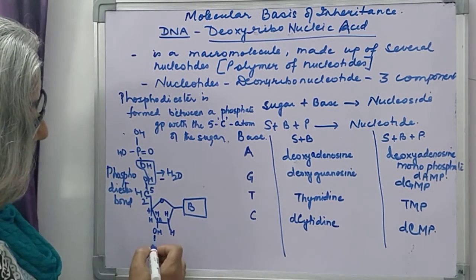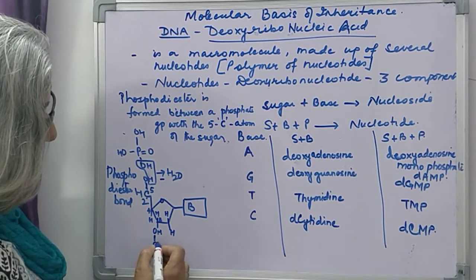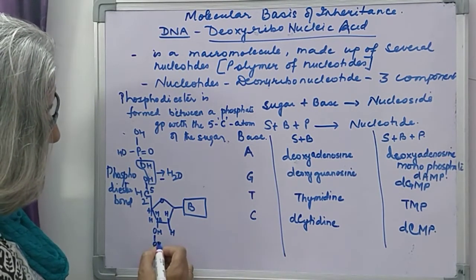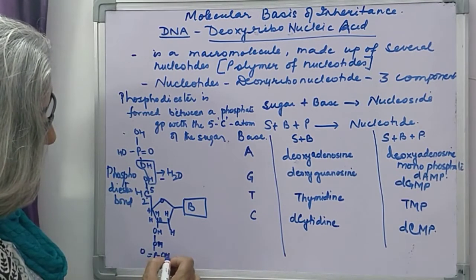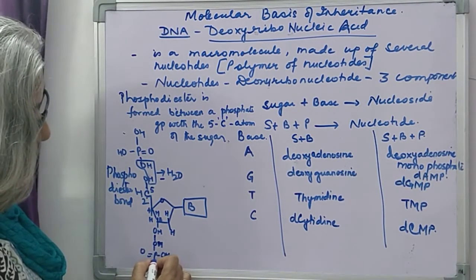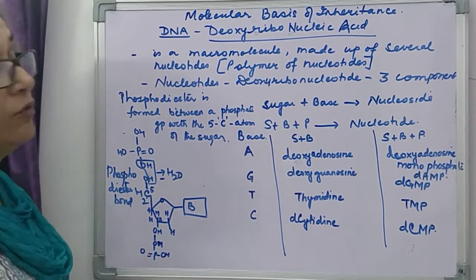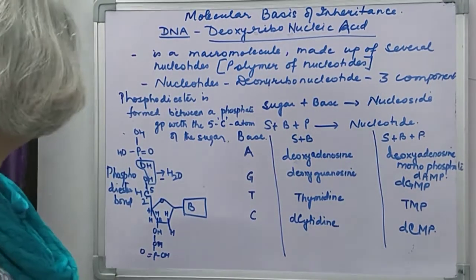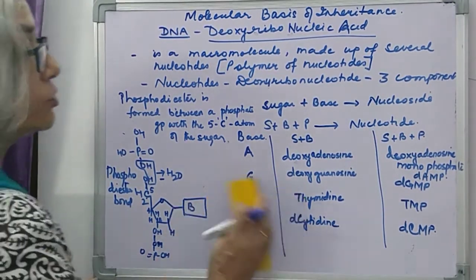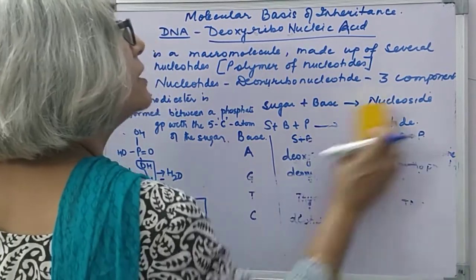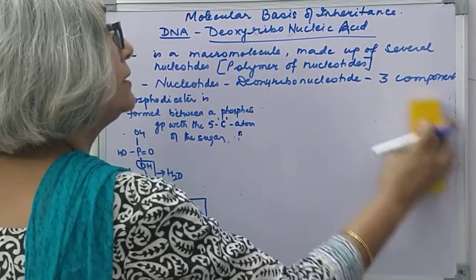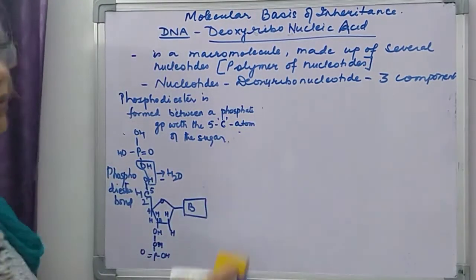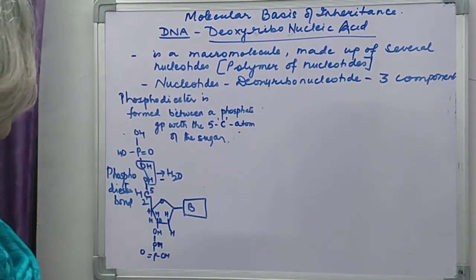Now here, let us say another phosphate group. This is OH, double bond O, OH. I think I will have to erase it to show the whole structure to you. It is not fitting in here. So this you have understood. I am erasing this to show you the structure, to make you understand how a strand of DNA is formed.